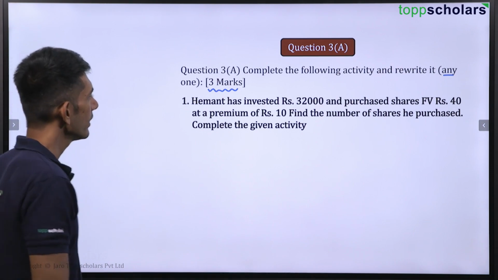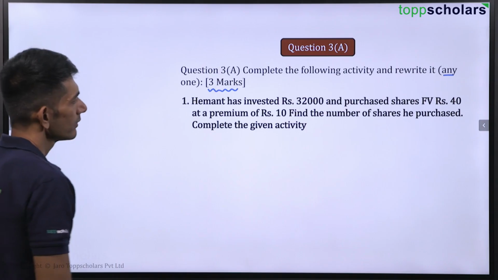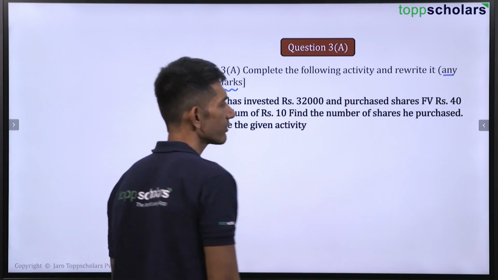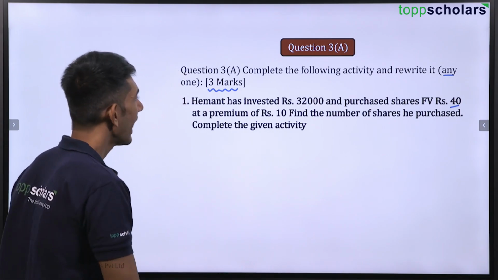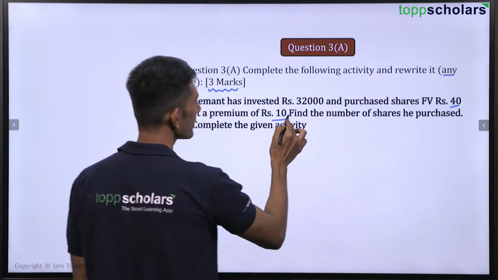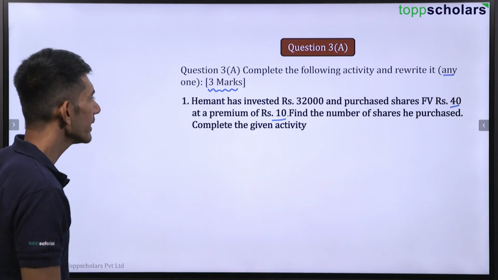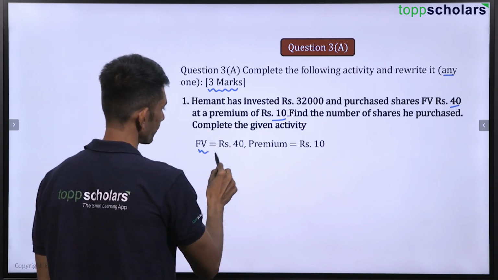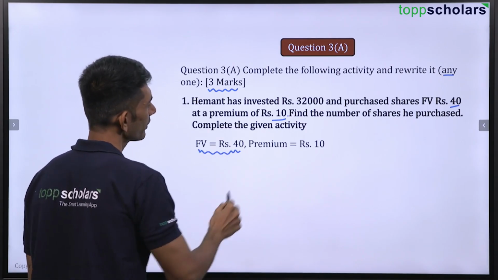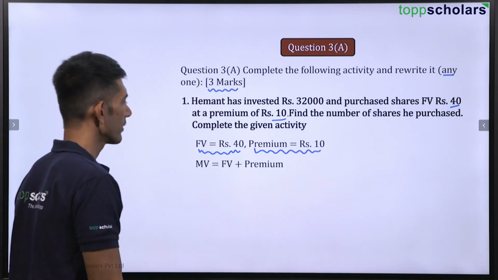It says, Hemant invested 32,000 rupees and purchased shares of face value rupees 40 at a premium of rupees 10. Find the number of shares he purchased and complete the given activity. So the face value of the share is 40 rupees. The premium is given as 10 rupees.